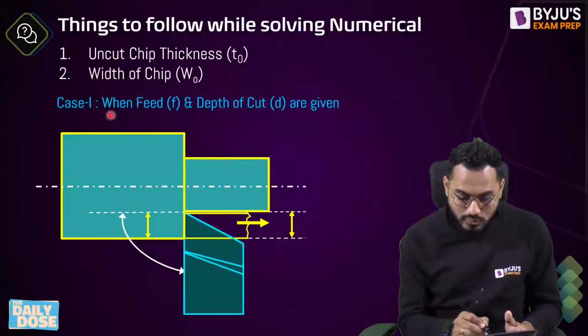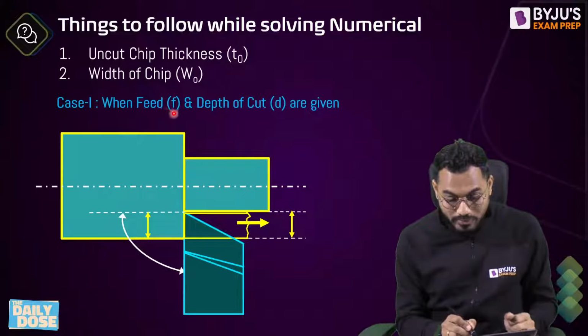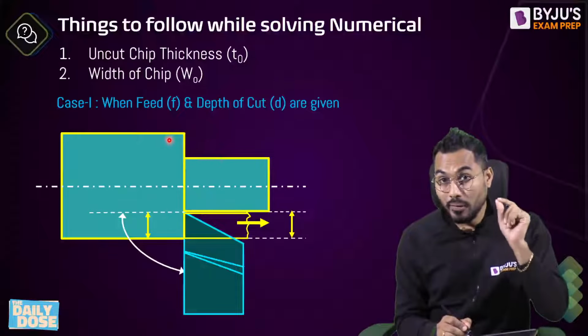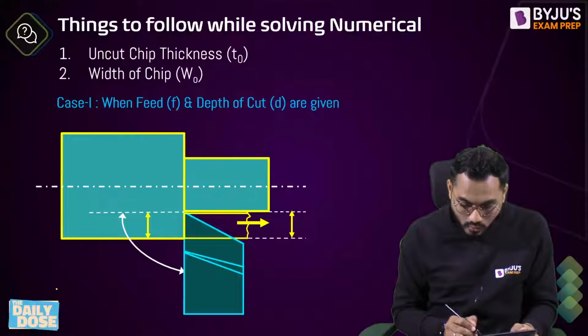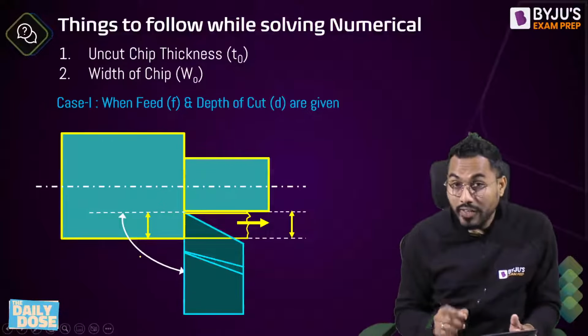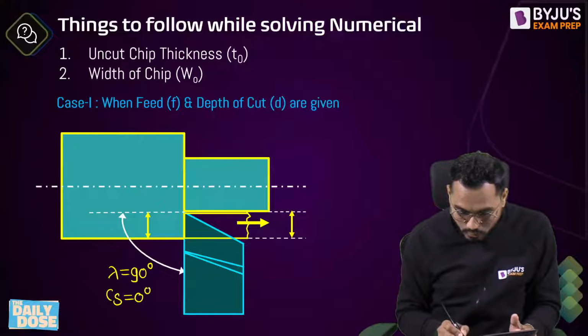Suppose the feed F is given to you in the problem, and the depth of cut D is given. In that case, consider case number 1: depth of cut is given and feed is given. If it is a pure orthogonal cutting operation, that is lambda is equal to 90 degrees, or CS is exactly 0 degree, that is what a pure orthogonal cutting operation is.